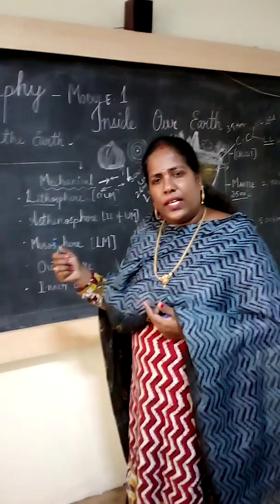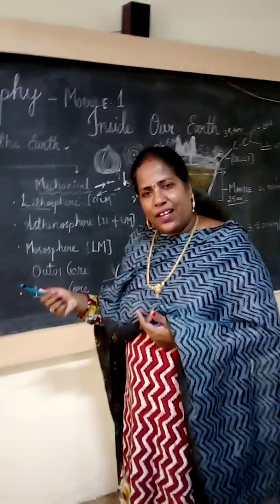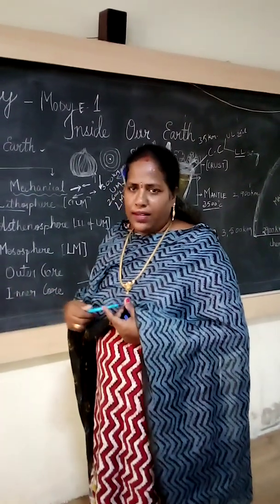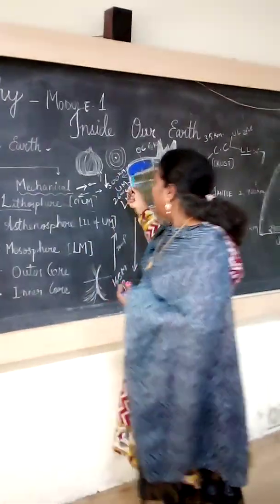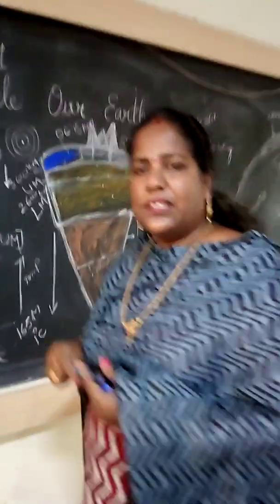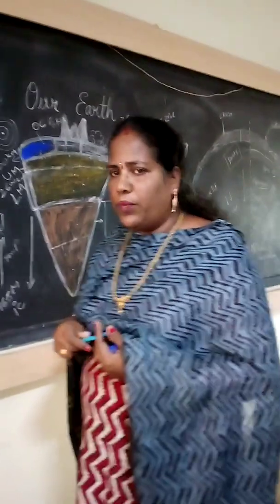Upper layer and lower layer, we can see only in the continental crust. In the oceanic crust, we can see only the lower layer. Next, the thickness we also discussed. Here the thickness is only 5 kilometers. In the continental crust, the thickness is only 35 kilometers on average.